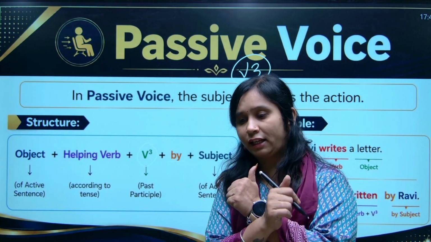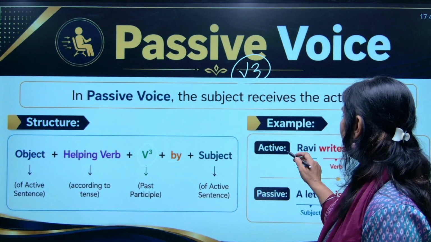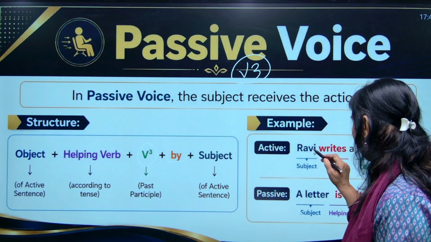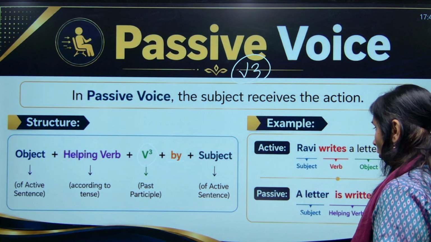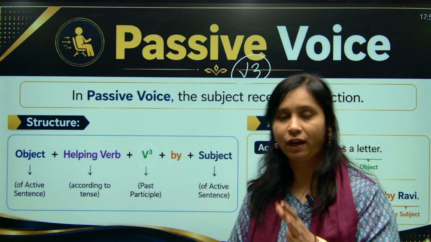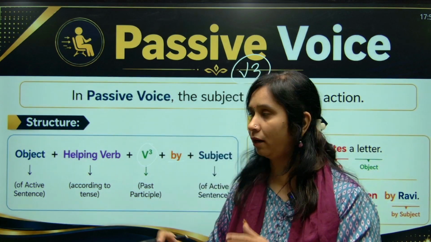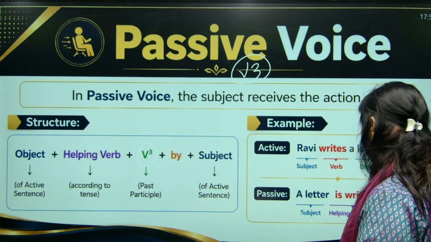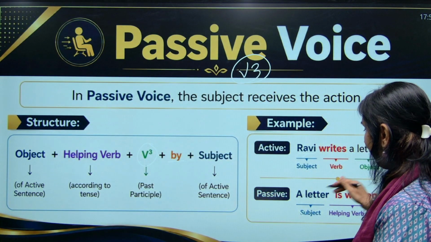We can take it as an X part. We swap here. For example, in active voice, we write Ravi and we have put the object here. We have made the subject an object; we are swapping here. The main and important part is that the subject changes to the object in passive voice.